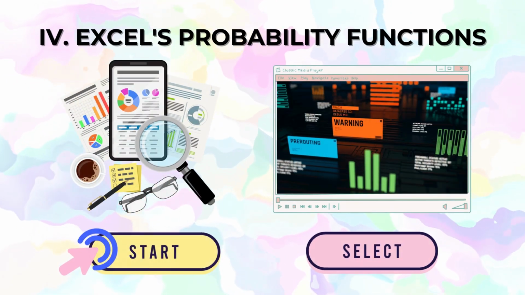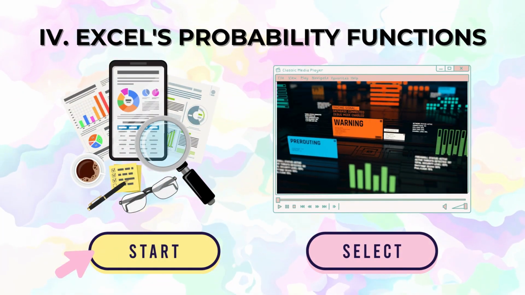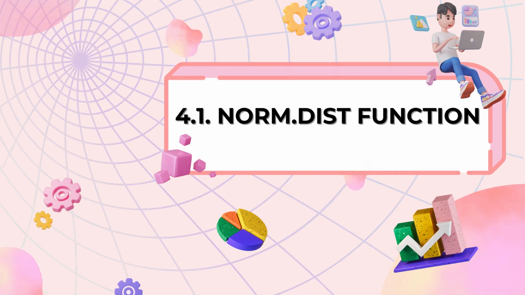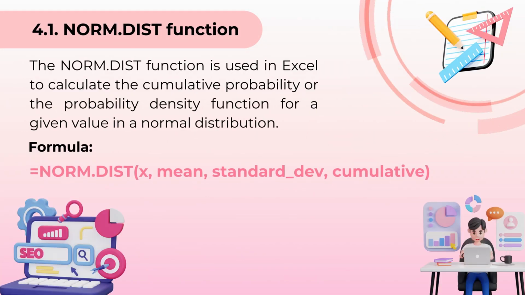Next, we come to Excel's probability functions. Coming to the first function, NORM.DIST. The NORM.DIST function is used in Excel to calculate the cumulative probability or the probability density function for a given value in a normal distribution. Formula: NORM.DIST(x, mean, standard_dev, cumulative).